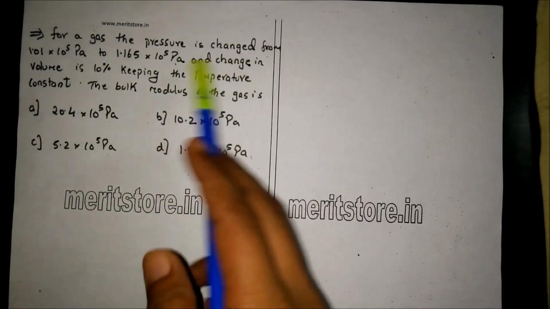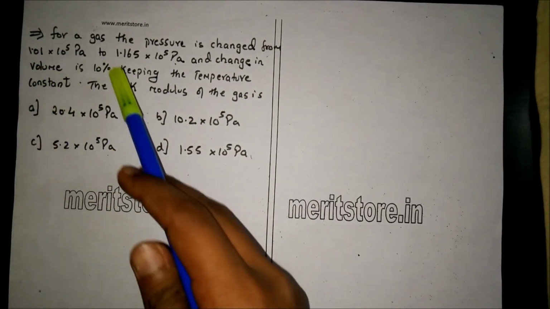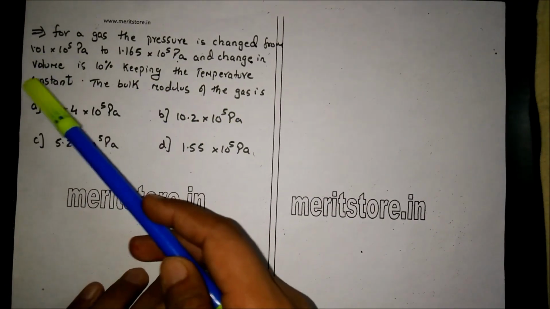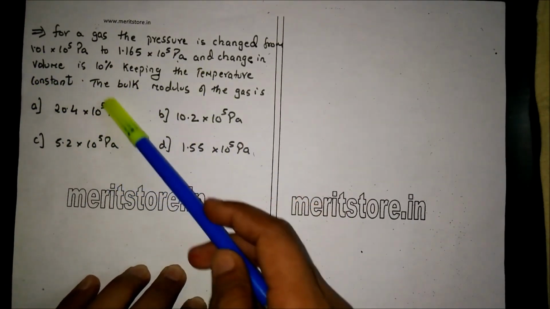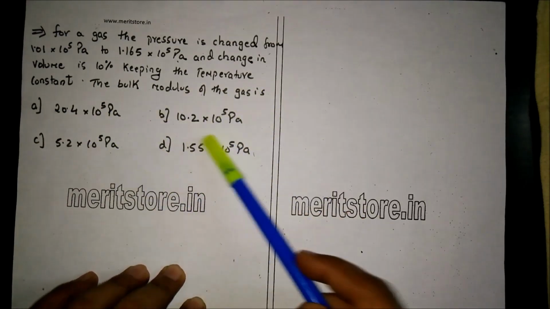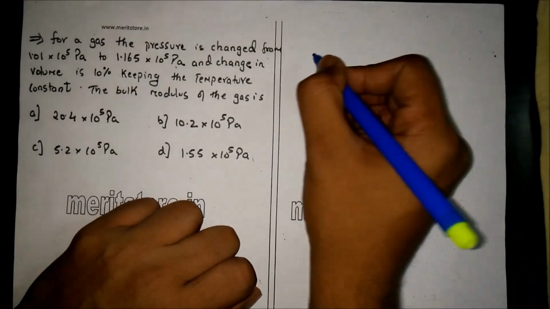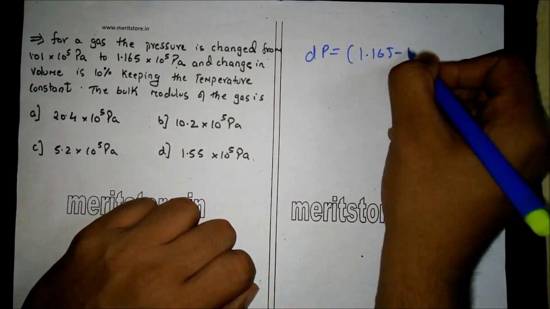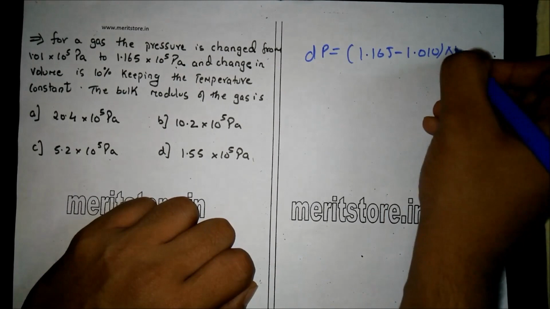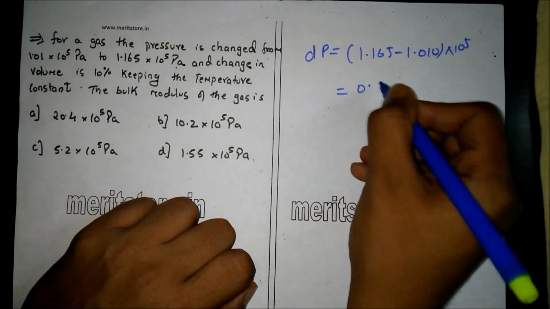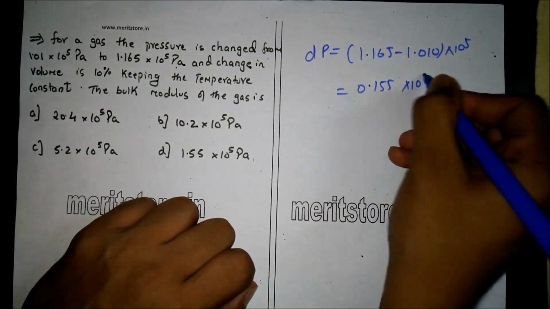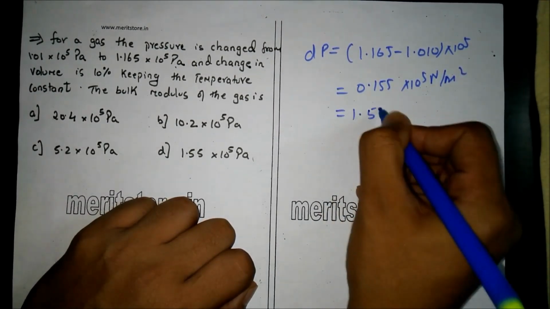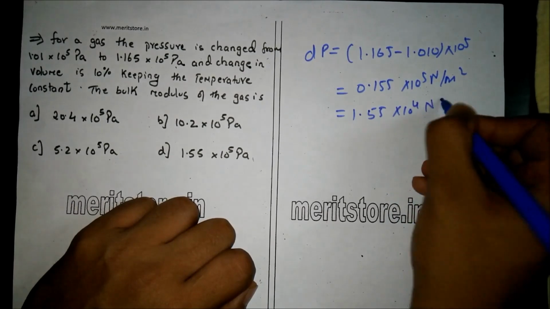For a gas, the pressure is changed from 1.01 into 10 raised to 5 pascals to 1.165 into 10 raised to 5 pascal, and the change in the volume is 10%, keeping the temperature constant. The bulk modulus of the gas is, here are the options. Now for the gas, the change in pressure dP is given by 1.165 minus 1.010 into 10 raised to 5, which is 0.155 into 10 raised to 5 Newton per meter square, which is equal to 1.55 into 10 raised to 4 Newton per meter square.